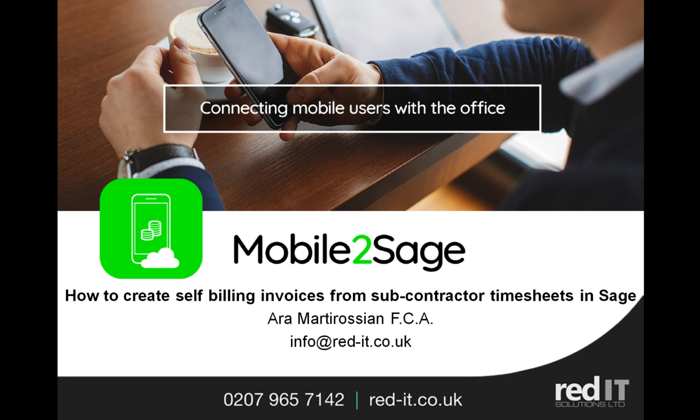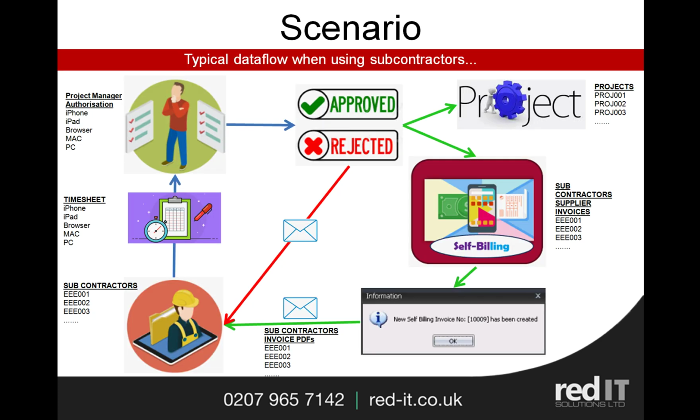My name is Ara Martirossian and I'm going to show you how to create self-billing invoices from timesheets submitted by subcontractors in Sage. So the scenario is quite typical in lots of companies who are project-based. You use subcontractors for their specialism. The subcontractors then submit their timesheets, and those timesheets can typically be done using iPhones, iPads, browsers, on a Mac or a PC using Mobile2Sage.